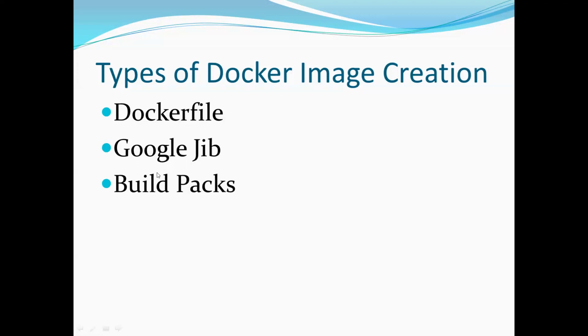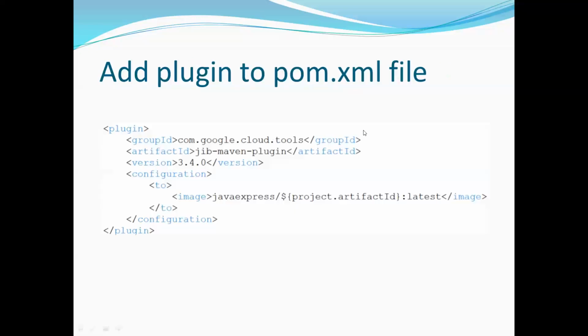To perform this activity, what are the steps you need to follow to create your Docker image? The very first step is, inside your pom.xml file, you need to add the below plugin. Now see, com.google.cloud.tools. This is called a Maven plugin, and a Gradle plugin is also available. I will show you in the official website where you can see this Maven plugin as well. And this is the artifact ID and this is the version.